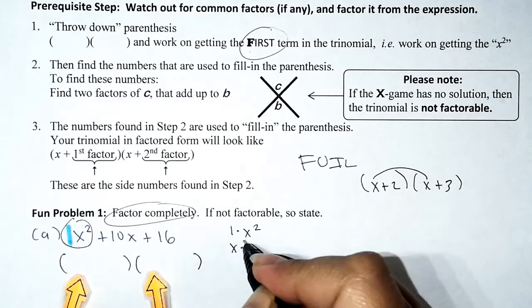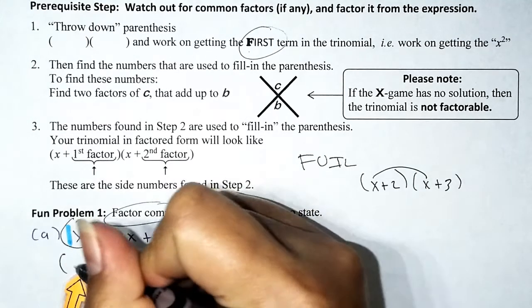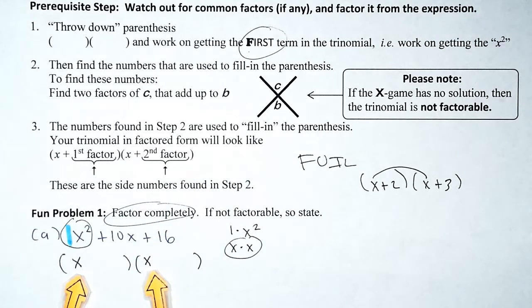I'm going to give you a suggestion: always do variable times itself. So for the product of the first terms, we're going to put x times x. Why do we put these x's in the first slot of each binomial? Well, that's because we're trying to backwards FOIL. The product of the first terms should give us x squared. So this is why we put them in the first slot of each binomial. We're pretty much halfway done.